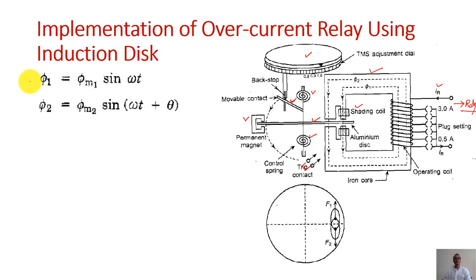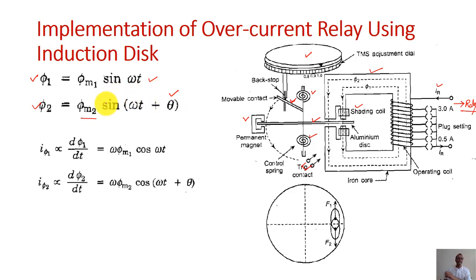Let us say the flux phi 1 is phi m1 sine omega t, and phi 2, as it will create a phase angle difference between phi 1 and phi 2, is phi m2 sine of (omega t plus theta). So there is a phase angle difference of theta between these two fluxes.